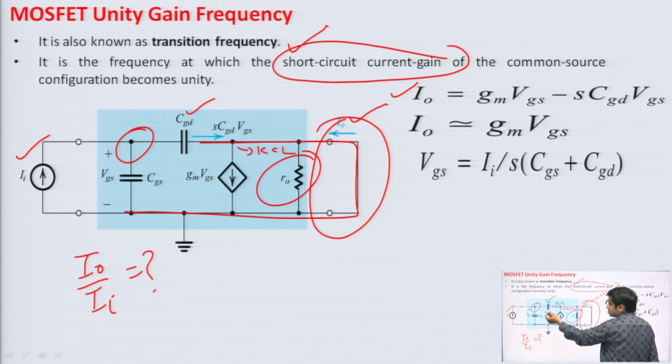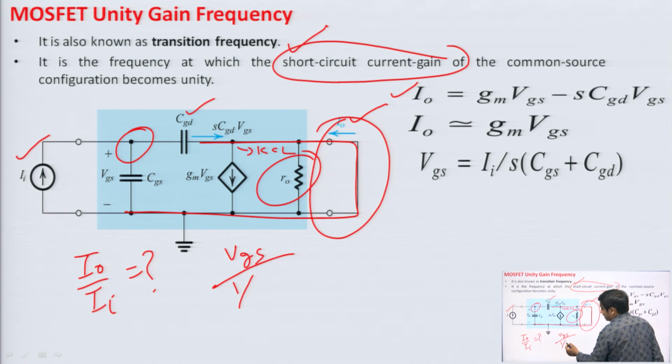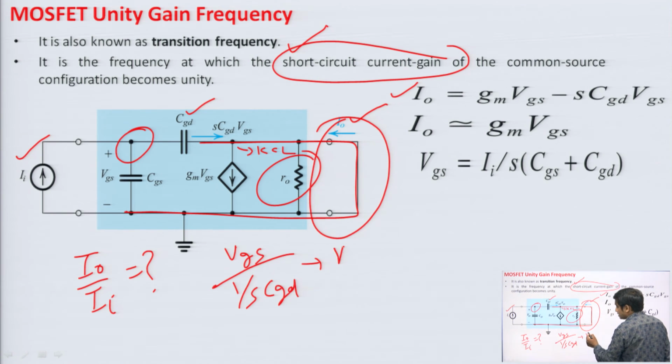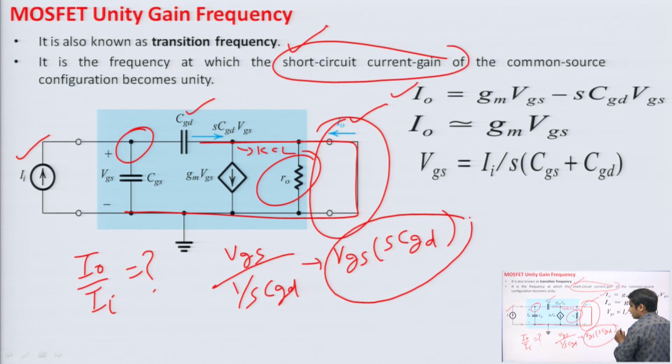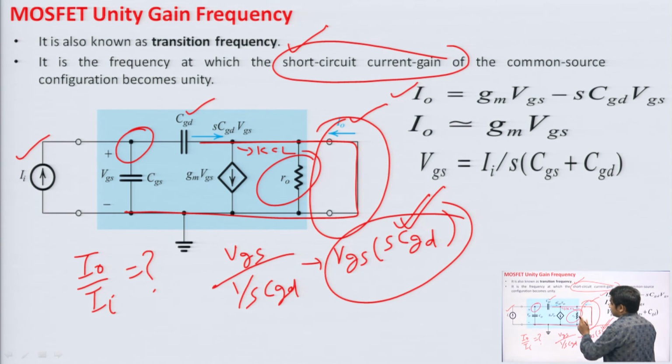So CGS and CGD are in fact in parallel, and obviously if CGS and CGD are in parallel, the same voltage will appear across CGD also. So what will be the current flowing through CGD? The current flowing through CGD will be the voltage upon impedance, where the impedance is 1 by sC, and that C is CGD. So it can be written as VGS into sCGD. This is the current flowing through the CGD capacitor.